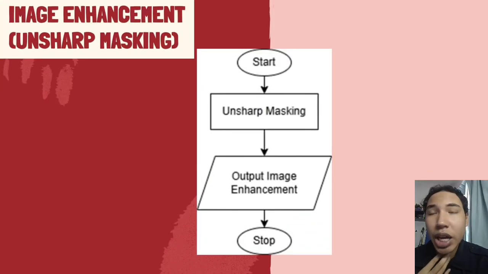Next, we go to the unsharp masking. From the name, we can see that it sharpens the image by subtracting a blurred version of the image from the original. So this will enhance the edges and fine detail.